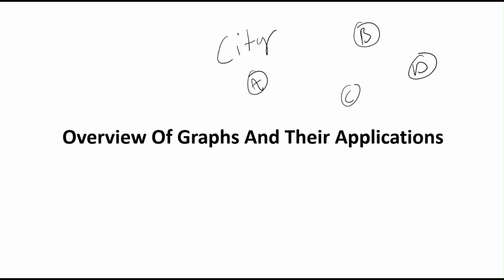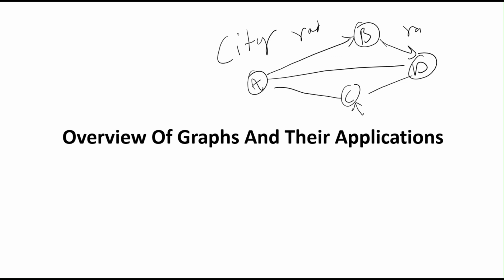Now, let us discuss the overview of graphs and their applications. So, first of all, let us see what a graph is. If you're in a town, in a city, there are different kinds of locations. So, location A, location B, location C, location D. If you want to go from one location to another, you take a road. And from B to D there is a road, B to C road, A to C road, A to D road.